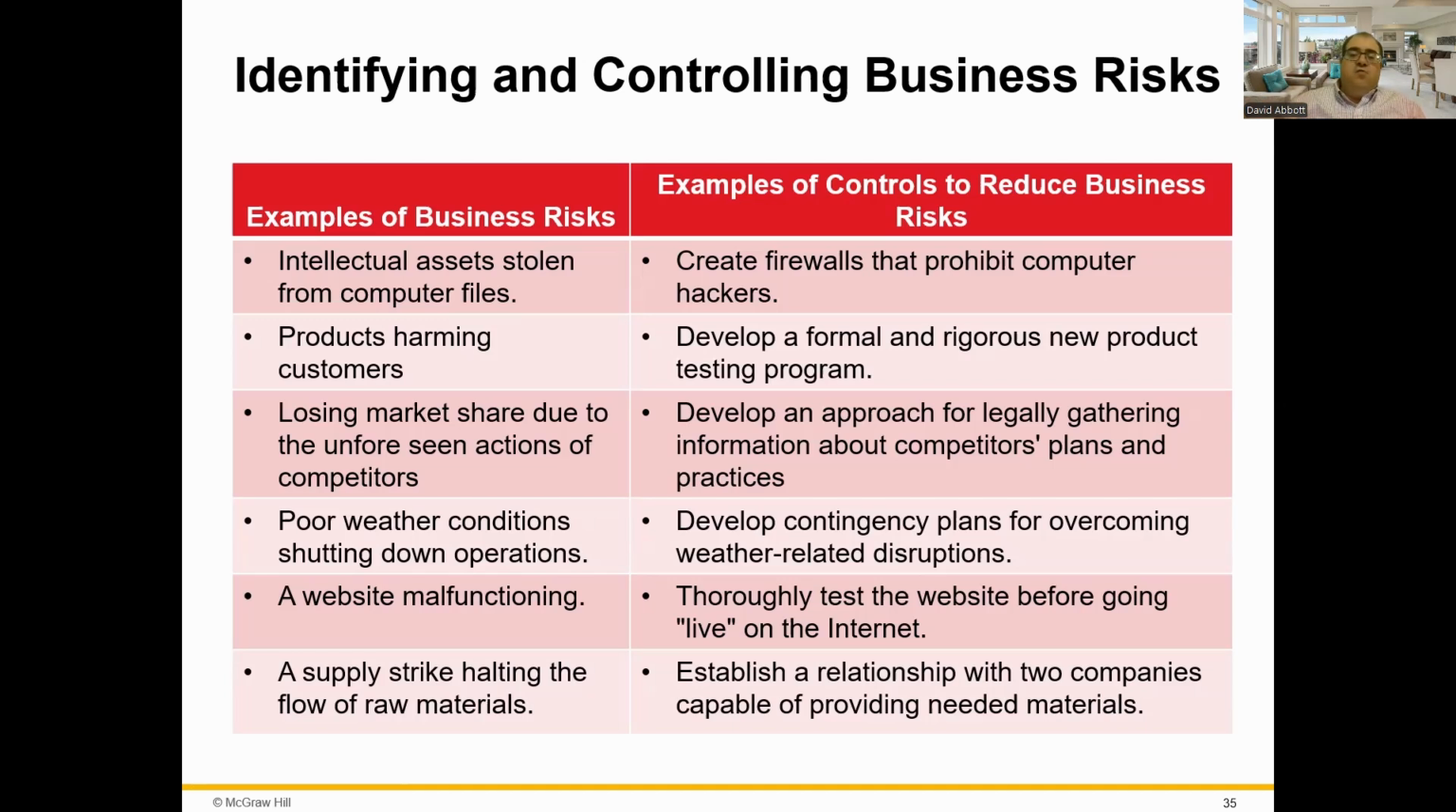So that's a control that you might be responsible for assisting with, developing a product testing program, a product quality program. Risk of losing market share due to unforeseen actions of competitors. You can develop an approach for legally gathering information from competitors' plans and practices. There are ways to do that, and you want to keep an eye out for what's happening. Another risk might be poor weather conditions that would necessitate shutting down operations, and that can happen. It's important to develop contingency plans for overcoming weather-related disruptions.